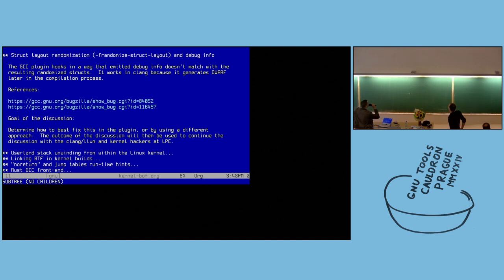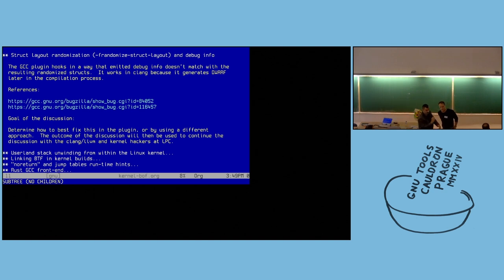So one topic that we have here is that the kernel uses a plugin which gets the fields of a struct and shuffles them. You should not do that in C, but some people need to. Now there is a problem, summarized there: the plugin reorders those fields after the debug hooks have already built the internal DIEs for those struct types, meaning that the debug info generated for the structs doesn't correspond to what was reordered. I think, Sam, you found it.